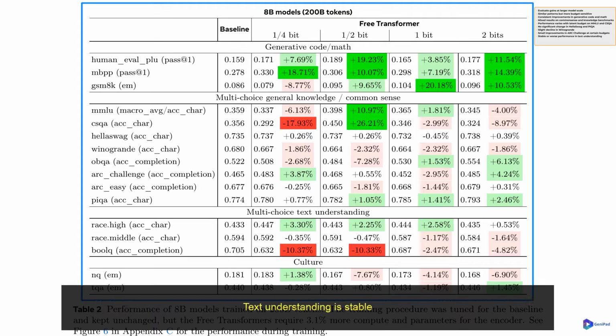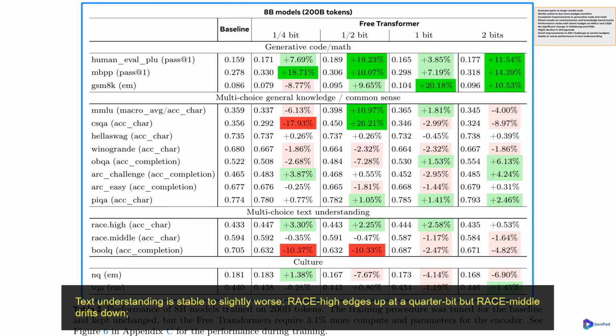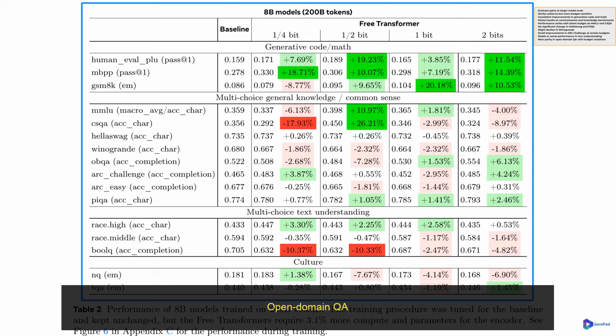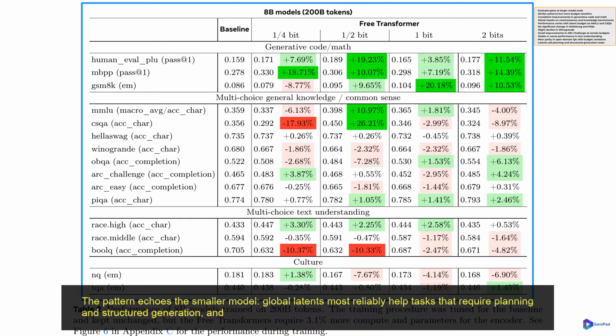Text understanding is stable to slightly worse. RACE High edges up at a quarter bit, but RACE Middle drifts down. BoolQ performs worse across budgets here. Open domain QA-NQ TQA stays near parity, with small ups and downs depending on the budget. The pattern echoes the smaller model. Global latents most reliably help tasks that require planning and structured generation, and the best budget is modest. Too little or too much can negate the gains.